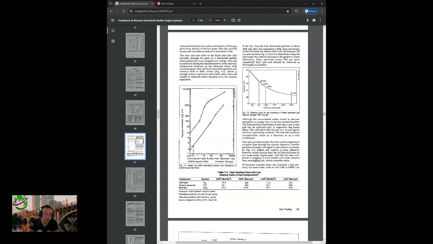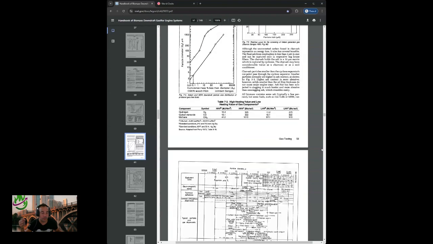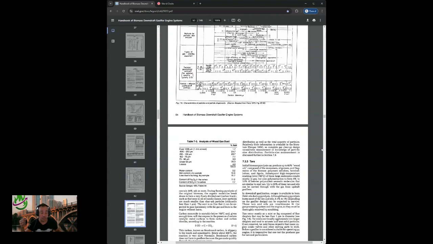Char ash particles smaller than their cyclone separator's cut point pass through the cyclone separator. Smaller particles normally are higher in ash content, as shown by figure 3.3. Higher ash content is more abrasive. However, solids smaller than oil film thickness do not cause major engine wear. Ash that has been subjected to slagging is much harder and more abrasive than non-slagging ash, which crumbles easily. All biomass contains some ash, typically a few percent, but some fuels, such as rice hulls or municipal solid waste, can contain 20% ash or more.